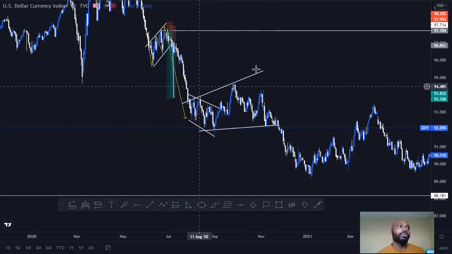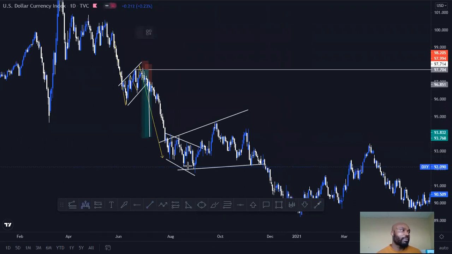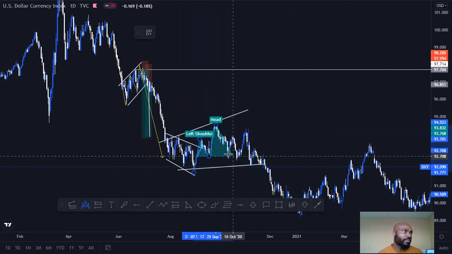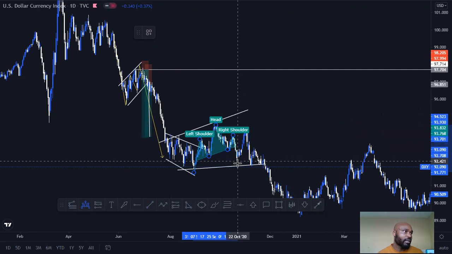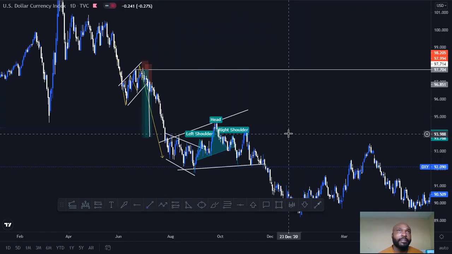So I want to talk about these things as well, so that you guys can pick them up and understand them as well. So look at how we've got a head and shoulder pattern there. Okay. So what is your head and shoulder pattern? What is your head and shoulder pattern, guys? So your head and shoulder pattern is your bearish reversal pattern as well.